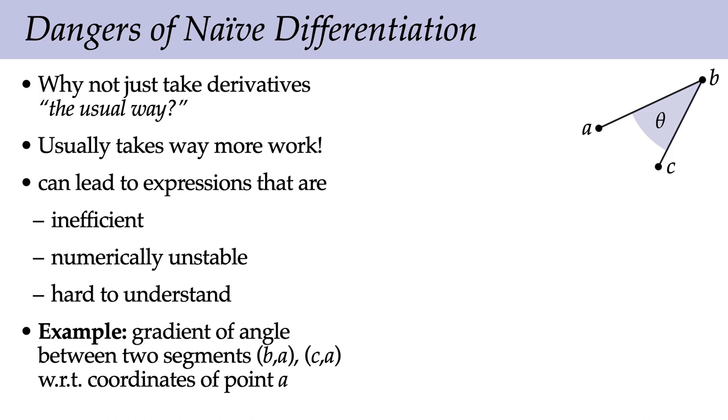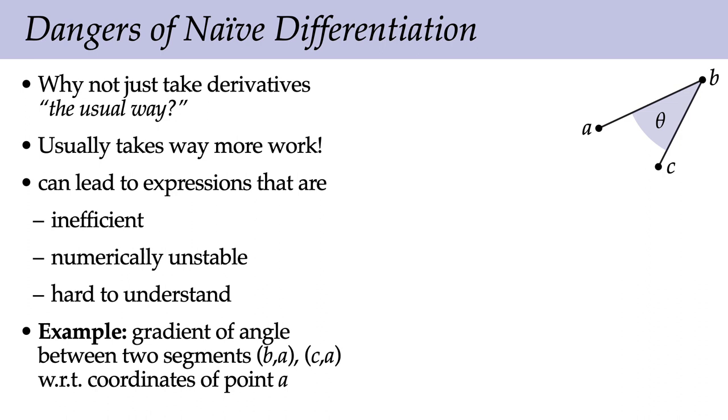Okay, so as one simple example, let's just consider the gradient of the angle, theta, between two segments, BA and CA, with respect to the coordinates of point A. So I want to know, how should I move A to increase that angle as quickly as possible? And just looking at this picture, you might already have some intuition about which direction A should move, but forget about your intuition. Just go ahead and try to grind it out in terms of partial derivatives.